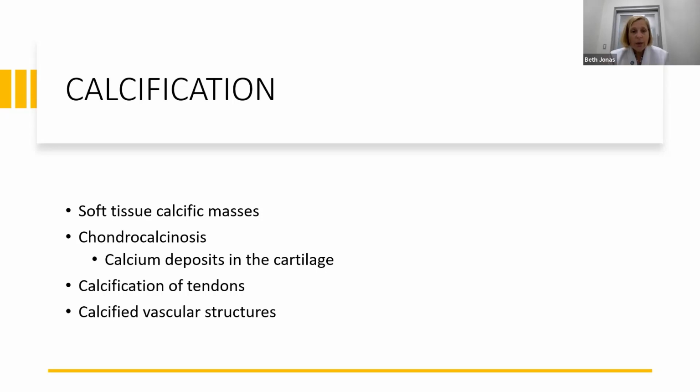You may see chondrocalcinosis, which is calcium deposits in the cartilaginous tissues in or around the joints. There may be calcification of tendons, such as calcific tendinitis. I'll show you a couple examples of that. And there may also be calcified vascular structures. So in our patients with metabolic disease, diabetes, hypertension, chronic renal disease, they may have calciphylaxis, they may have calcification in the vascular structures.